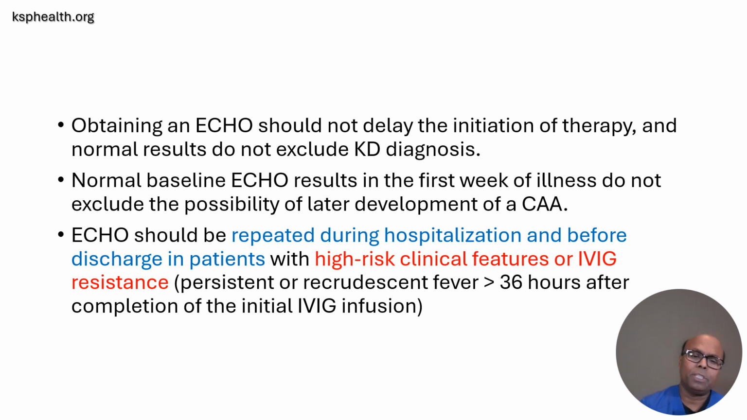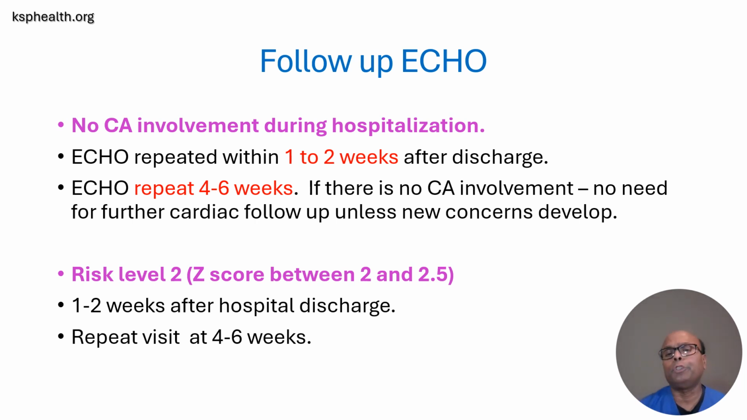What is IVIG resistance? It is a persistent or recurring fever 36 hours after the completion of the initial IVIG infusion. So how often do we need to do an echo? When there is no coronary artery involvement during hospitalization, echo needs to be repeated 1 to 2 weeks after discharge. If it is normal, repeat again in 4 to 6 weeks. If there is no coronary artery involvement at that point, there is no need for further cardiac follow-up unless new concerns develop.